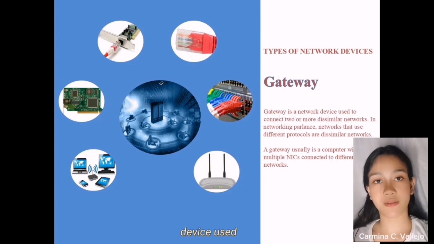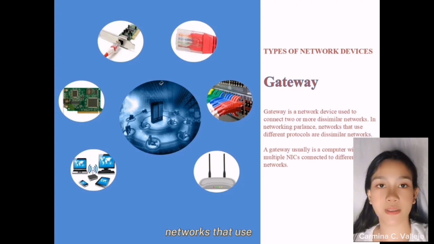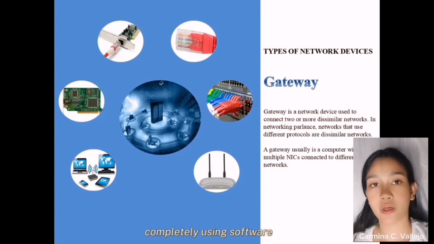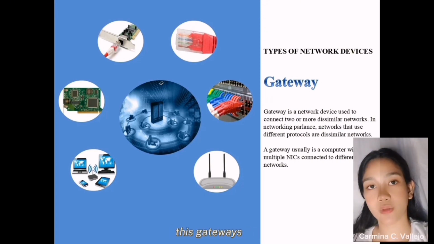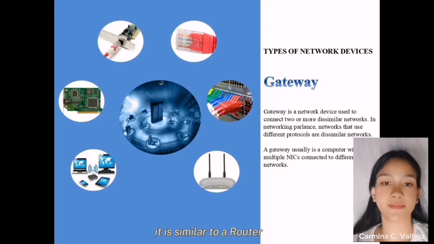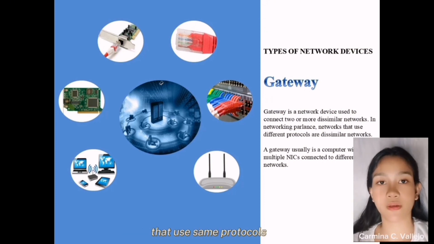A gateway is a network device used to connect two or more dissimilar networks. In networking parlance, networks that use different protocols are dissimilar networks. A gateway usually is a computer with multiple NICs connected to different networks. The gateway can also be configured completely using software. As networks connect to a different network through gateways, these gateways are usually hosts or endpoints of the network. A gateway uses the packet switching technique to transmit data from one network to another. In this way, it is similar to a router. The only difference is that a router can transmit data only over networks that use the same protocols.